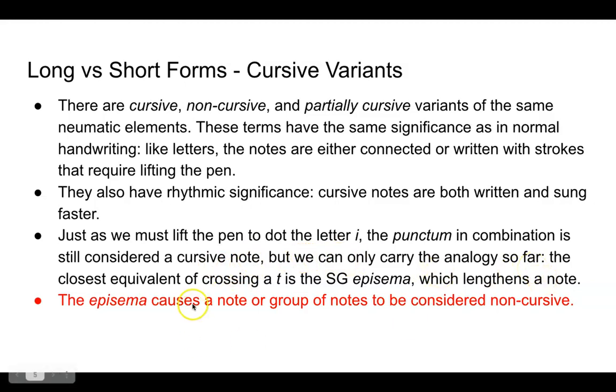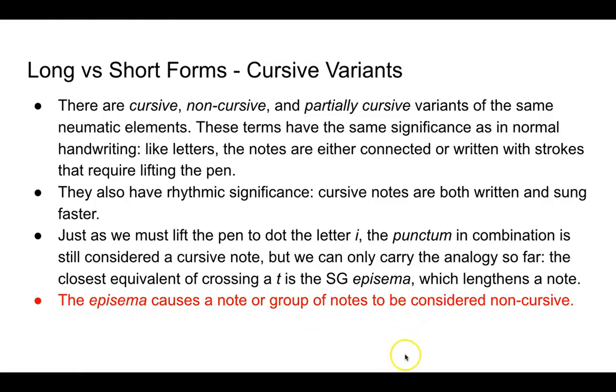The closest equivalent of crossing a T in cursive handwriting is the St. Gall epizema, which actually does lengthen a note. But I think this analogy is still very helpful to understand that cursive and non-cursive variants are different rhythmically. Cursive ones are short and non-cursive are long. The last point that I'd really like you to take home from this is that the epizema causes a note or group of notes to be considered non-cursive.